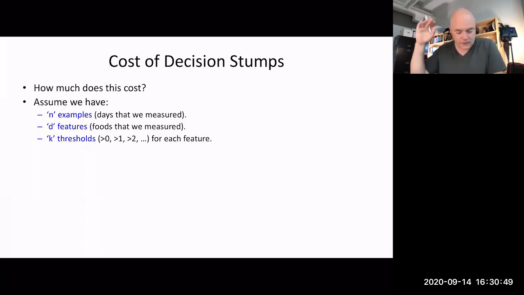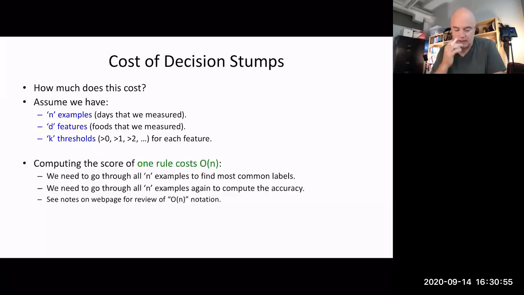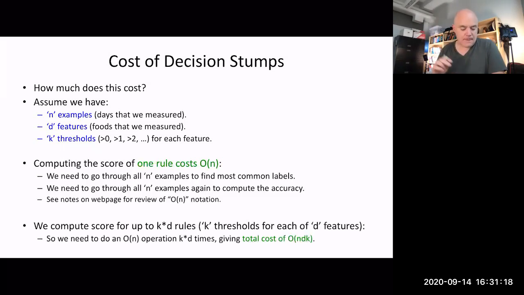So there's going to be some number of thresholds for each feature. Let's assume that we have the same number of thresholds for all features. We're just going to do an asymptotic analysis here, a simple one. So computing the score of one rule costs O(n). We have to go through all the n examples to compute the most common label, the mode, for each of the decision rules. We need to go through all the n examples again to compute the accuracy, compare y hat i with y i for all i.